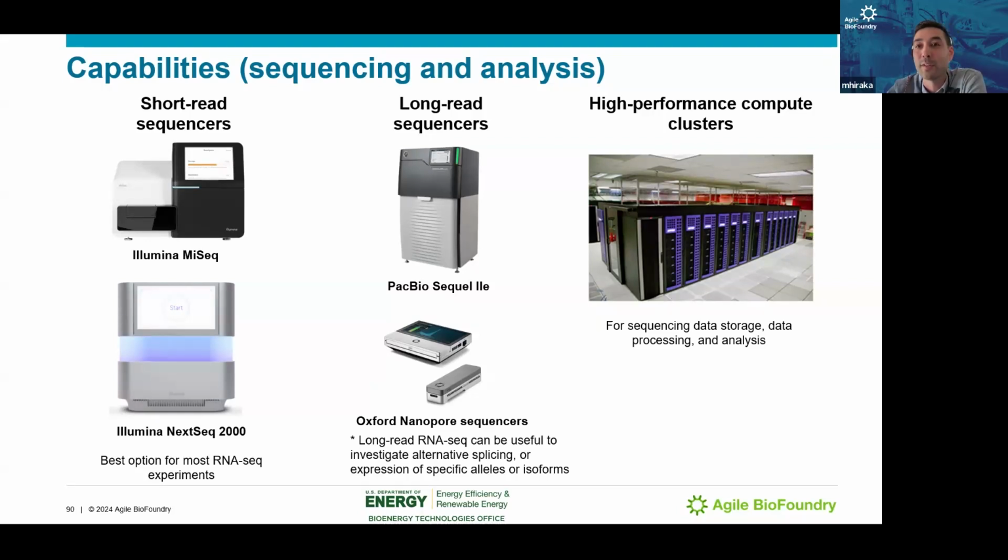And these can be good if you're interested in understanding things like RNA structure or alternative splicing or expression of different alleles. We also have a lot of options to actually do the sort of data storage and data processing and analysis that you need for these large data sets. So we have a lot of high performance compute clusters that are available as well. Next slide.